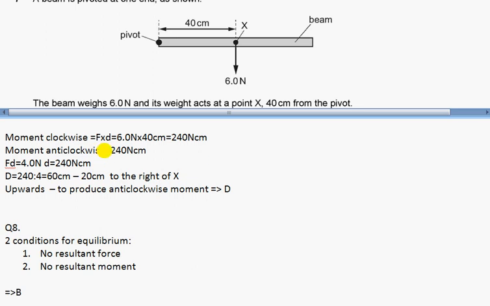So moment clockwise is 240, moment anti-clockwise is 200, should be also 240. So force 4 Newton should produce 240 Newtons. So this happens when G equals, rearranging this formula for G, we can get 60 centimeters, and 60 centimeters correspond to 20 centimeters to the right.